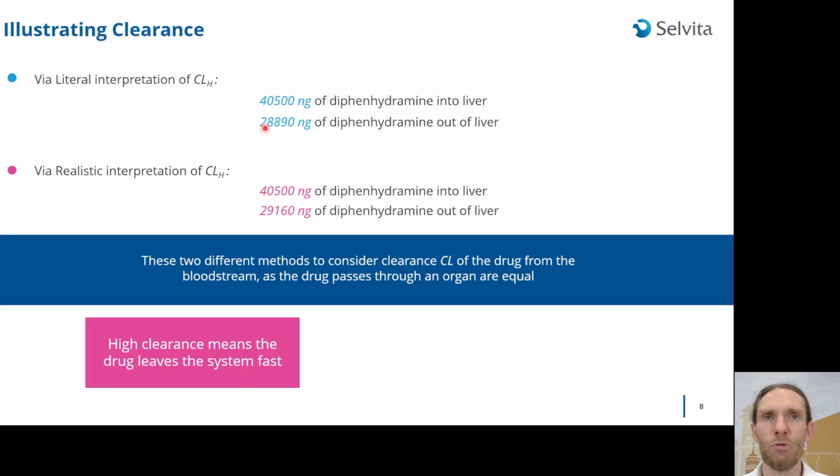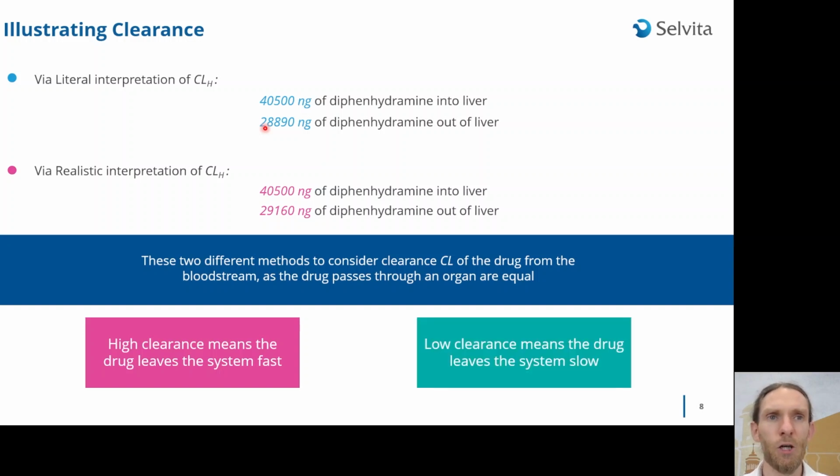However, the conclusion is in both cases the same. High clearance means the drug leaves the system fast, and low clearance means the drug leaves the system slowly.